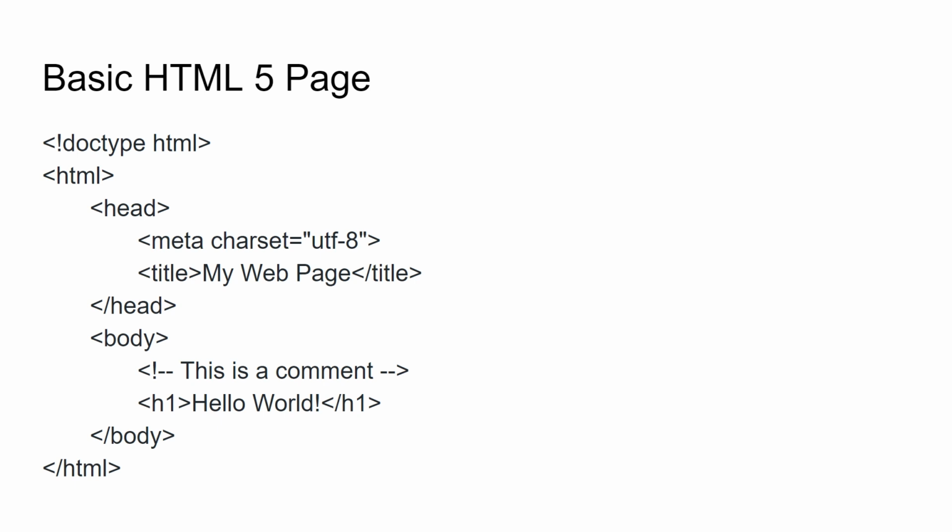Next, look at a basic HTML5 page here. Let's see what's going on here by breaking it down. So at the beginning we have this doctype HTML. This tells the browser what kind of document this is and how to interpret or render it.